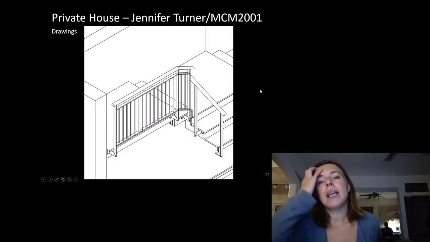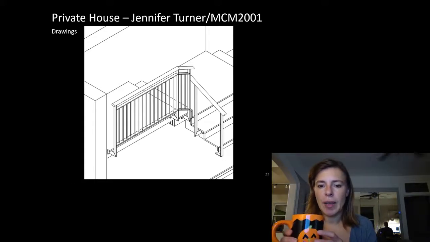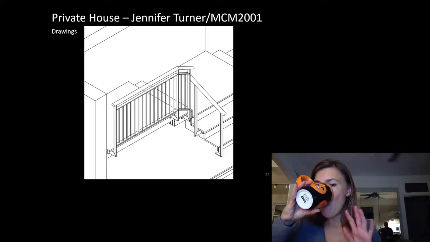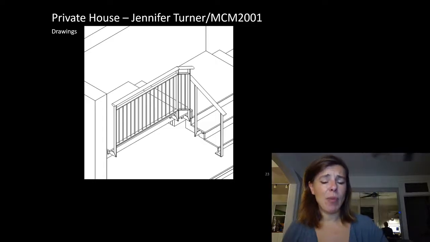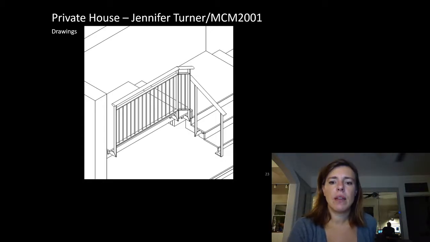So here's another example. This one's being fabricated right now. This is Jennifer Turner, and MCM 2001 is the fabricator. Fantastic fabricator. If anybody remembers the pictures of my longhouse that I did at NCFF.